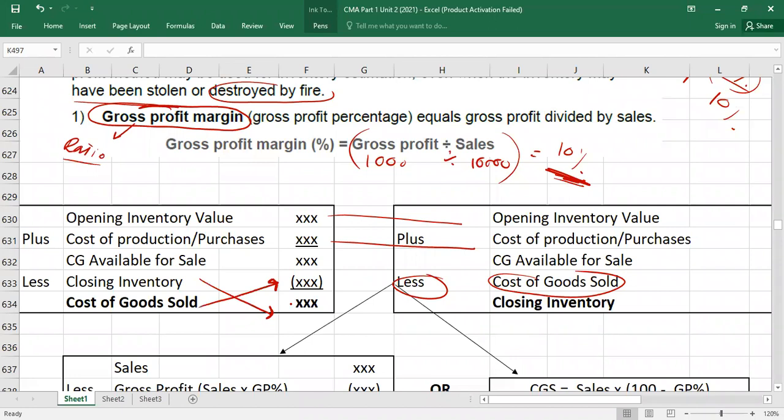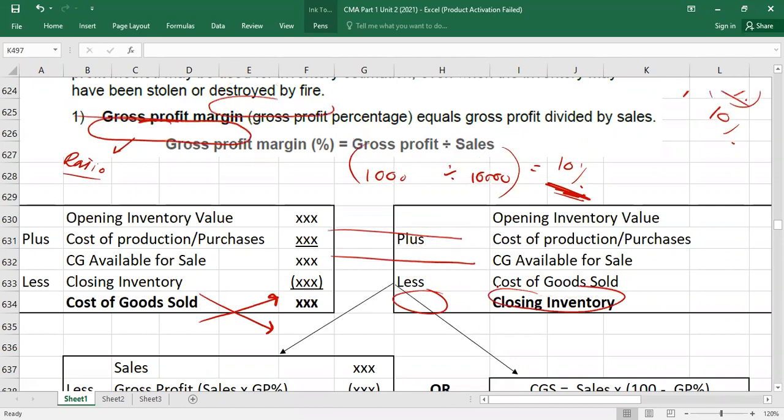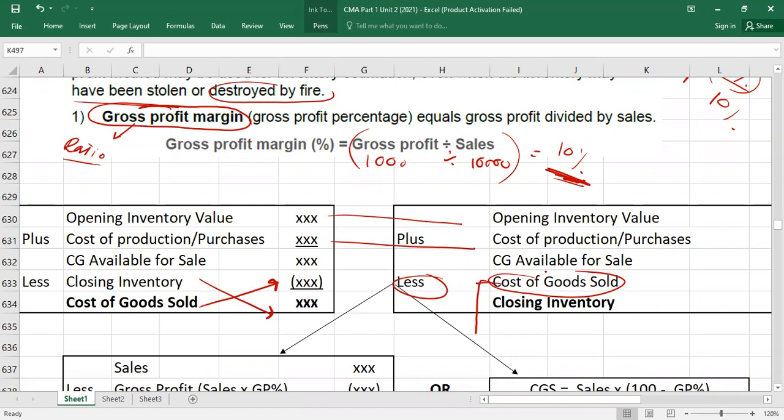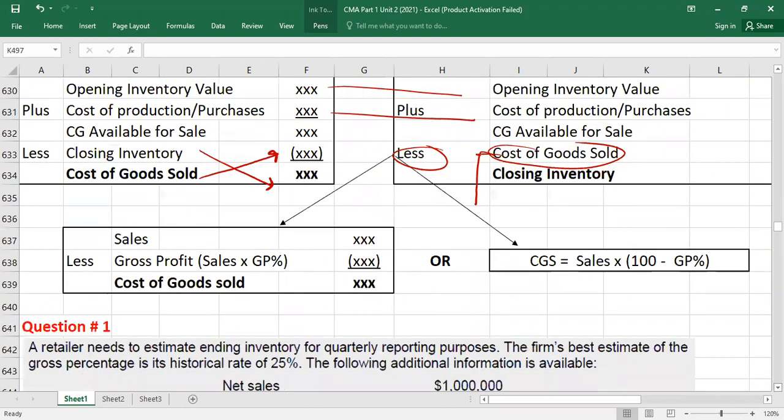Right? Understood? One more thing: cost of goods sold, if this value is not given, because we need cost of goods sold in order to get the value for closing inventory. If cost of goods sold is not given, follow the shortcut way. This is the shortcut way. To get the cost of goods sold, how can you calculate?